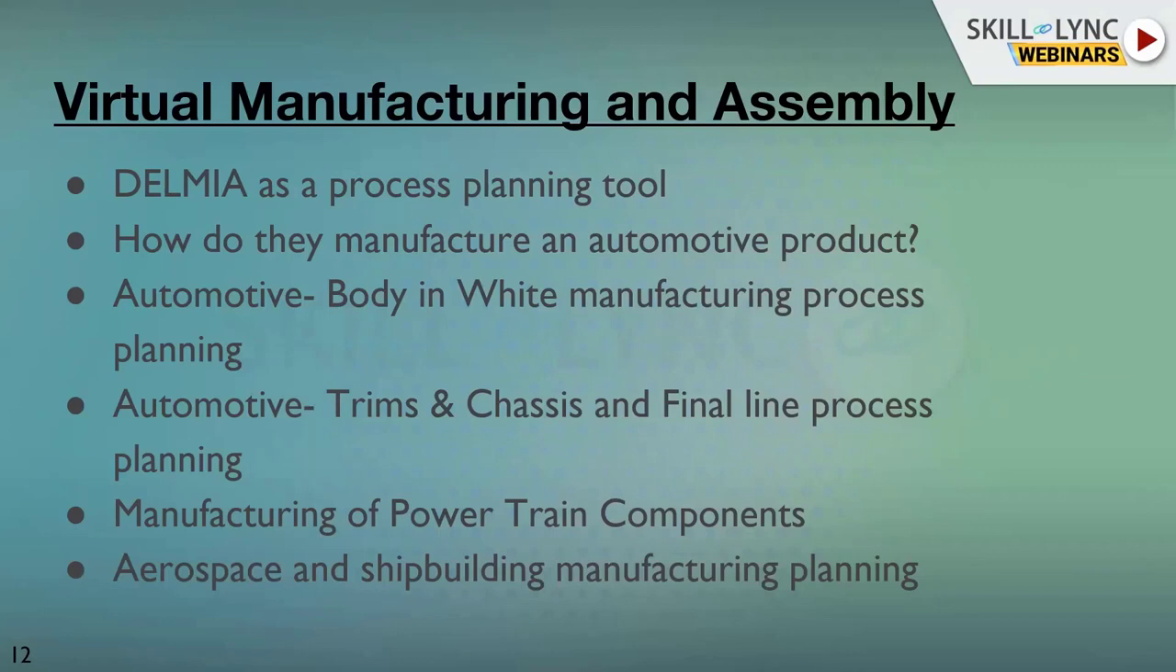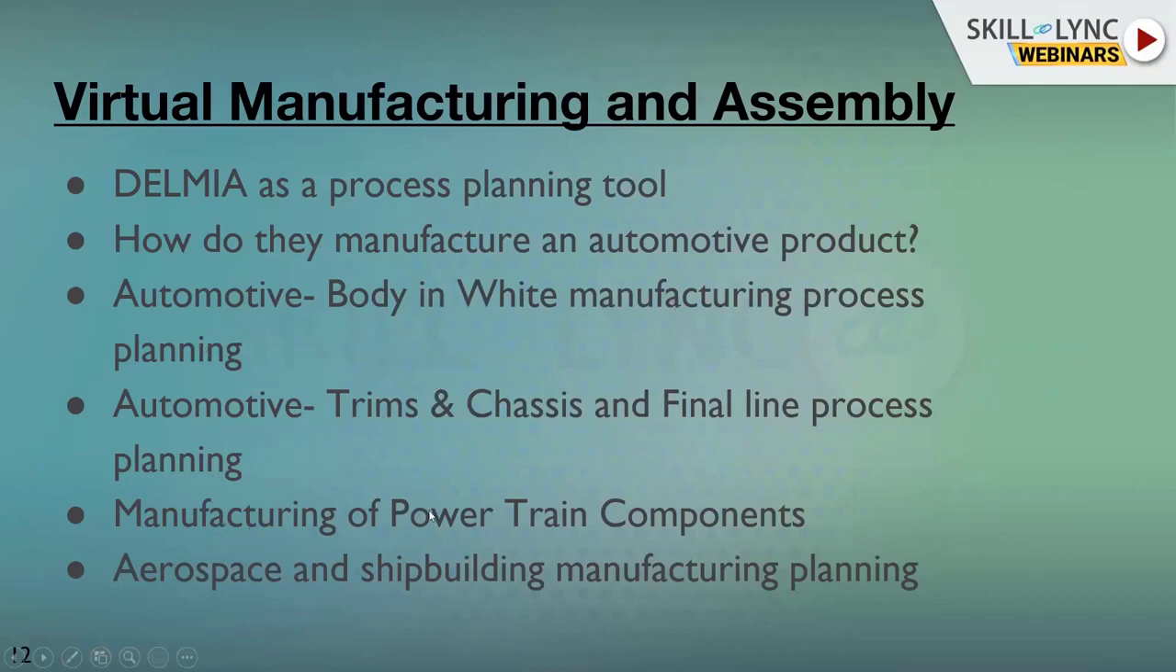Further, what is body in white manufacturing process planning? In any automotive company, there are two defined manufacturing sectors. One is called body in white. So what is body in white? Body in white is the outer shell of the car. The outer steel body of the car is called the body in white. So how are they going to manufacture that? And what is the difference between body in white manufacturing and other assembly parts like the trims, chassis and the final line? What is the difference between these lines, and how is it going to impact the process planning? This is something that we'll discuss.